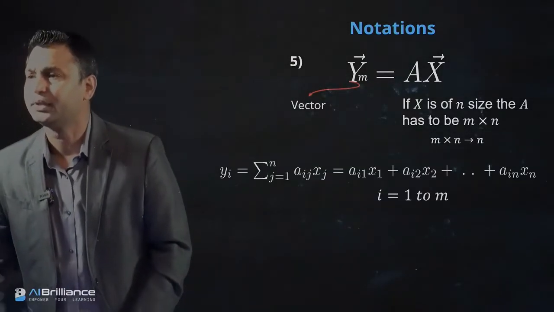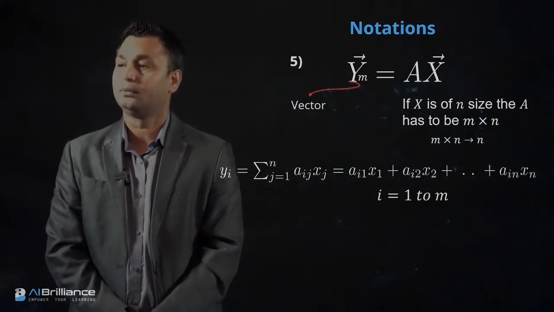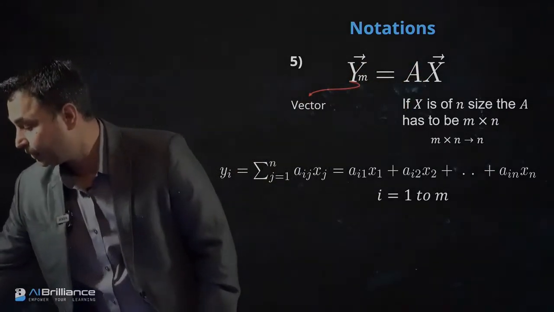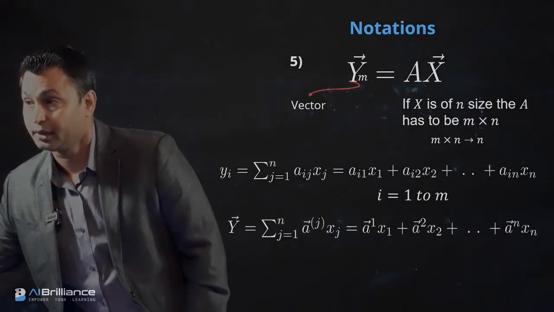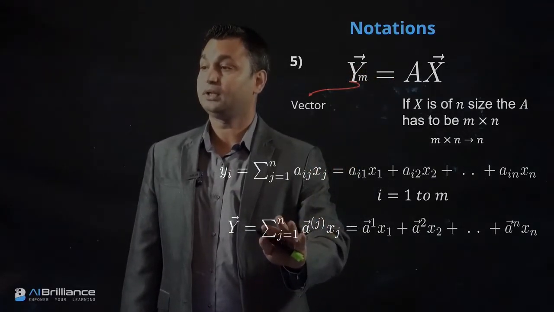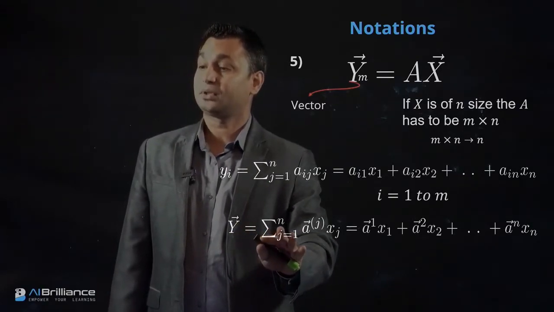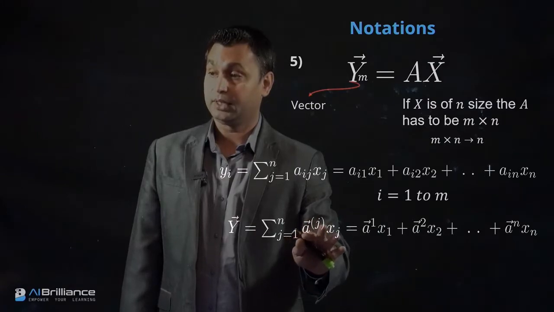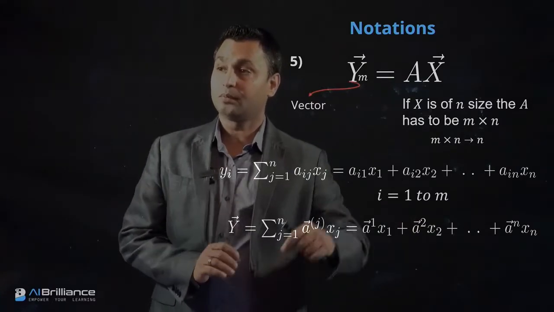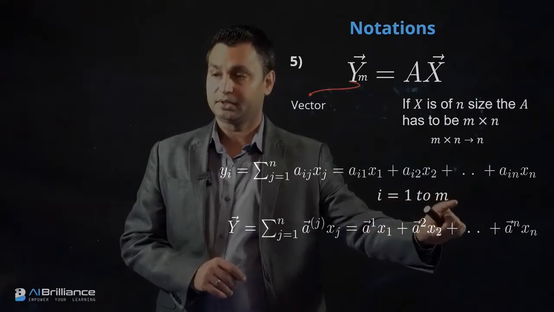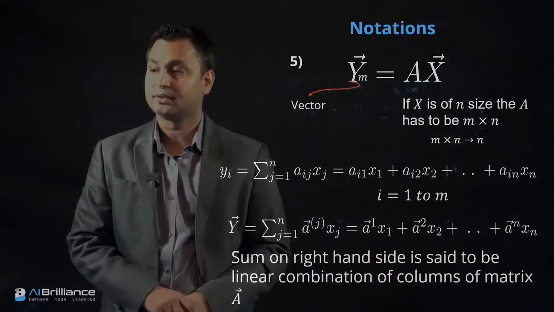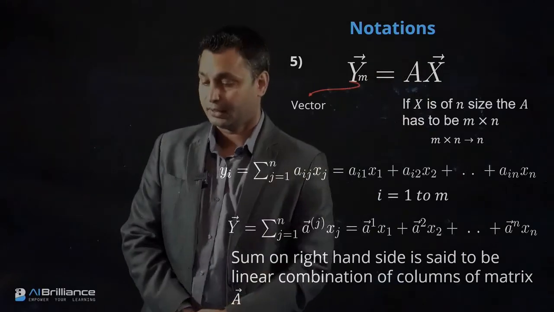So this equation we can write as y_i equals the summation of a_ij x_j. This is written in the indices format. Similarly, you can write the expansion of this equation in a vector form, where your vector y is given as the summation of a_j, the j-th column of A, multiplied by x_j. Essentially what you're seeing is a linear summation of the columns of A multiplied by the individual x's, and that's how you arrive at the y vector. So the right hand side is a linear combination of the columns of matrix A.